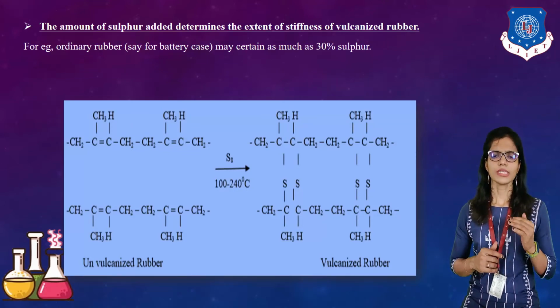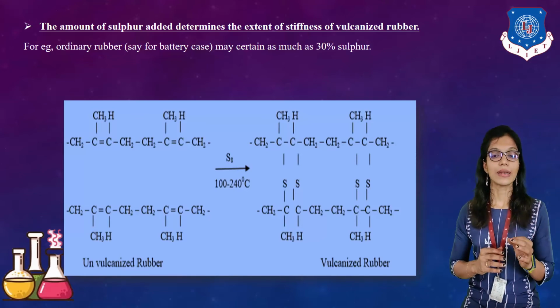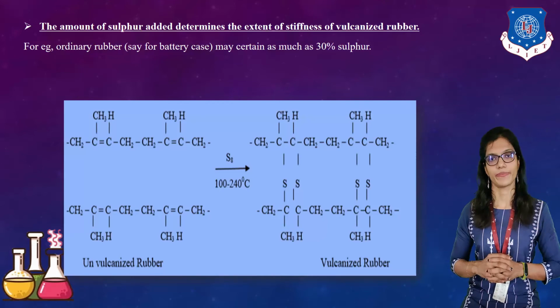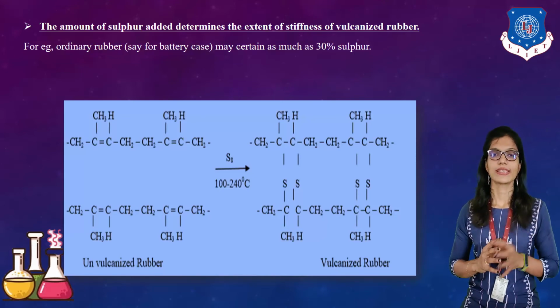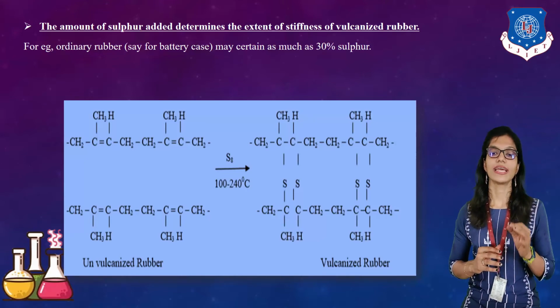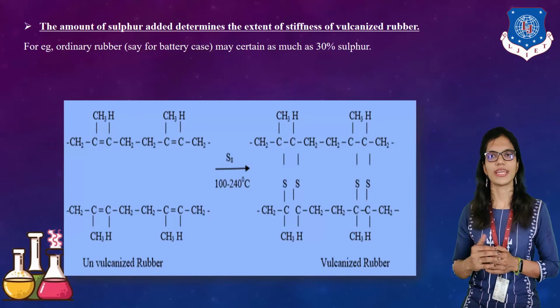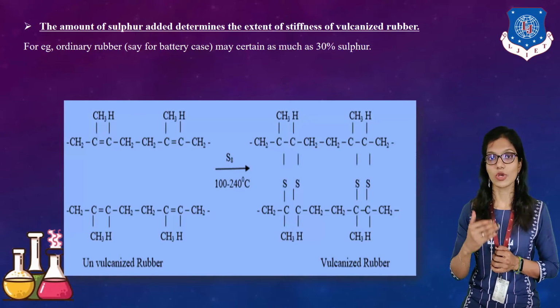Now, the amount of sulfur which is added determines the extent of stiffness of the vulcanized rubber. For example, ordinary rubber, say for battery use, may contain as much as 30% sulfur. Another one can contain a lesser amount of sulfur. So it depends on your use, what the application is, and where you want to use it.